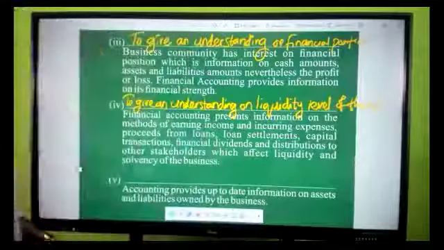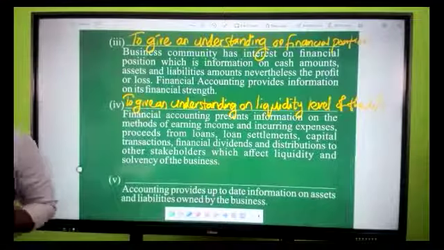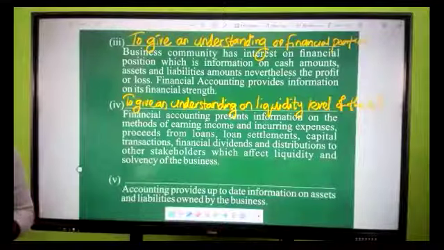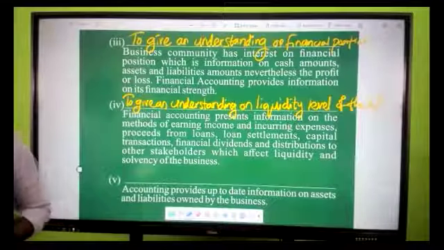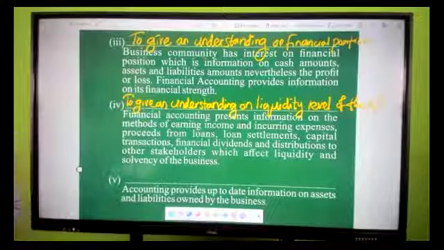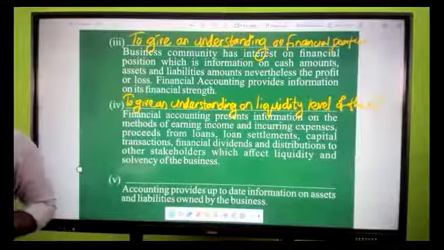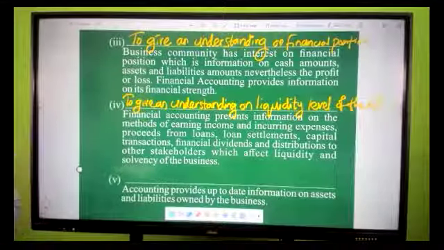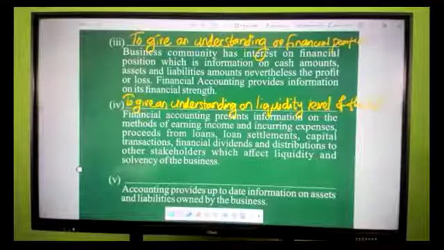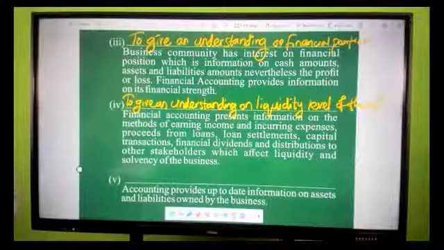Okay, let's read it. Financial accounting presents information on methods of earning income and incurring expenses, proceeds from loans, loan settlements, capital transactions, dividends, and distributions to other stakeholders which affect the liquidity and solvency of the business.